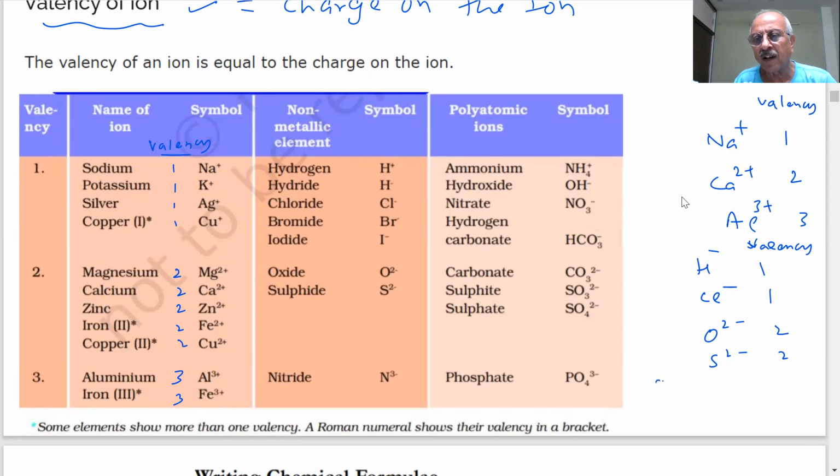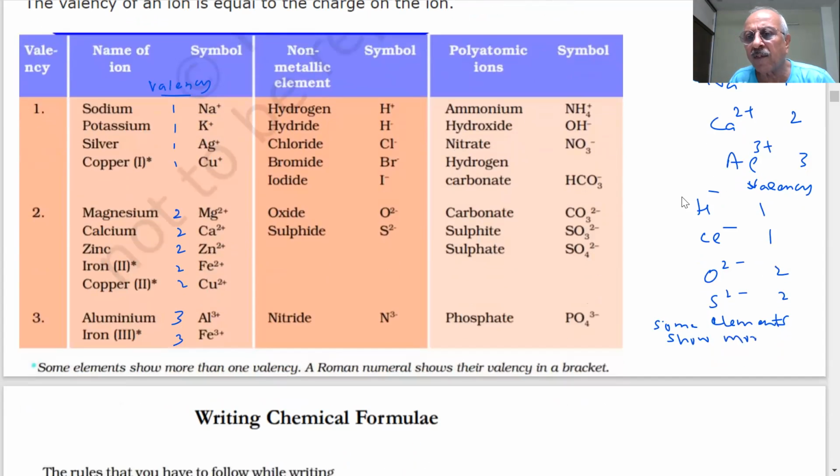So some elements show more than one valency. Is it clear? Yes, sir. Some elements show more than one valency, student. Note down which are those. Iron can have 3 plus or 2 plus. Copper can have plus 1, plus 2. Hydrogen can have plus 1 and minus 1 also. This is a cation, student. This is an anion, negative.